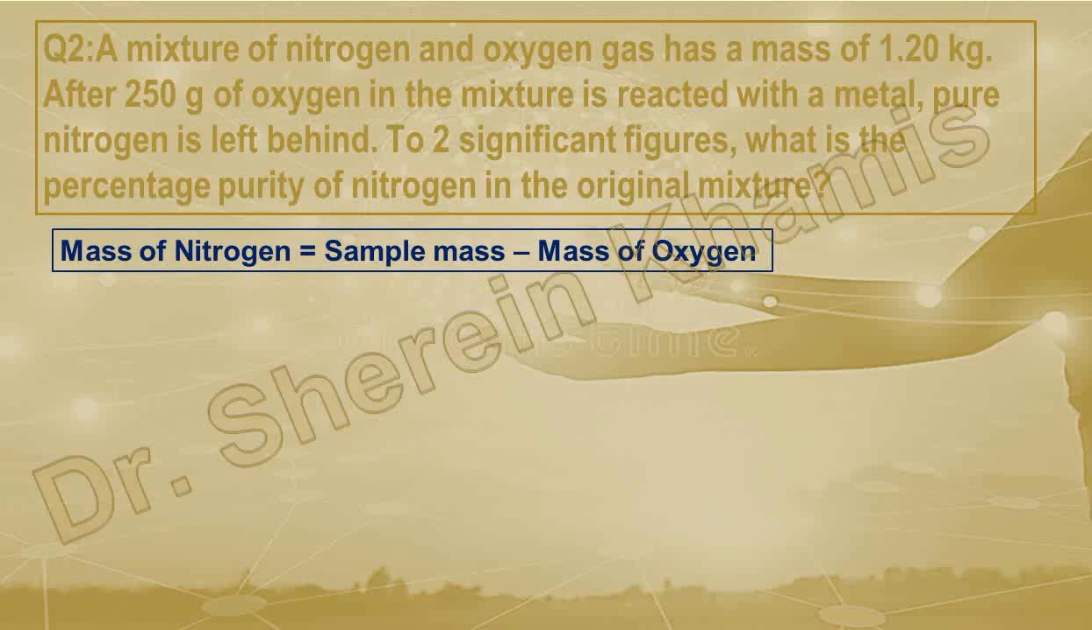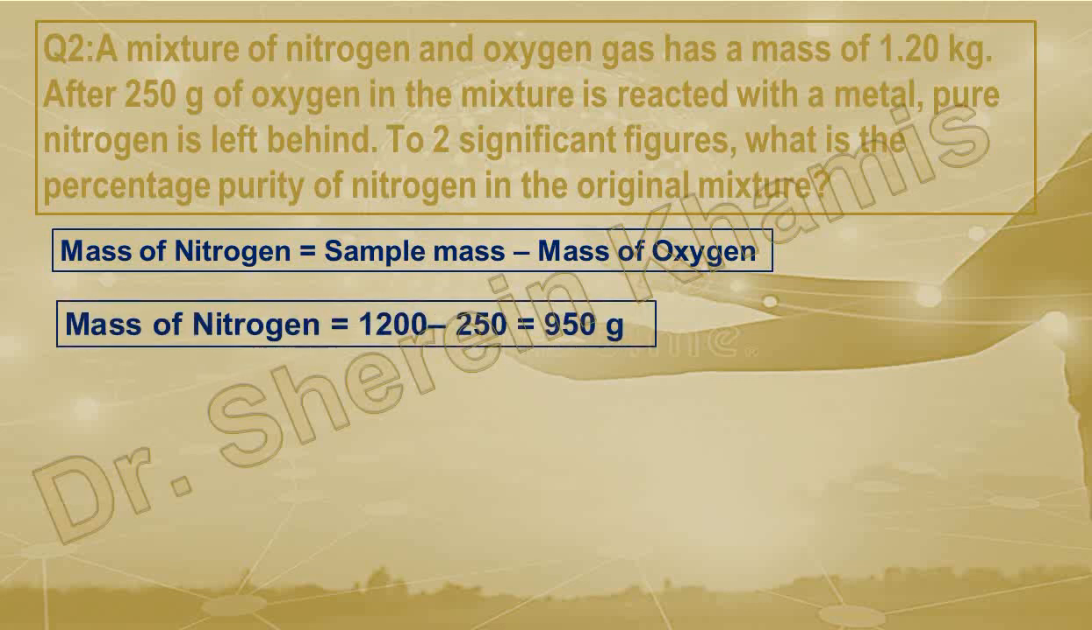At first, here we have a problem. We need the mass of nitrogen. We have the mass of the sample, and we have two components inside the sample: nitrogen and oxygen. If we have one of them, we can subtract it from the sample as a whole to get the other. We want the mass of nitrogen, so we take the sample mass minus the mass of oxygen. This is the first step. This problem takes many steps.